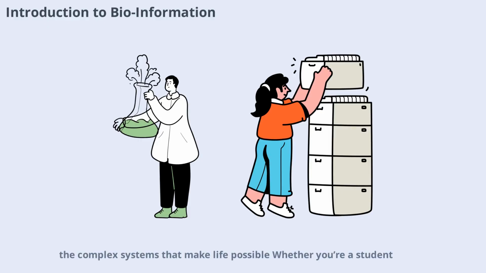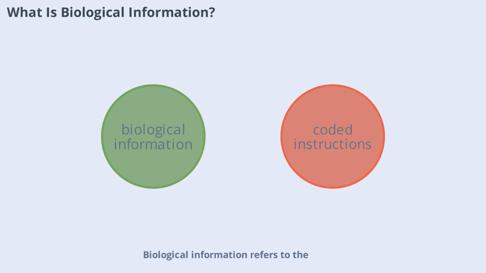possible. Whether you're a student, a researcher, or simply curious, you'll discover how scientists decode and interpret the information that drives living organisms. Let's begin by exploring what biological information really means and why it's so crucial to science and medicine. Biological information refers to the coded instructions that govern the structure, function, and behavior of living things.